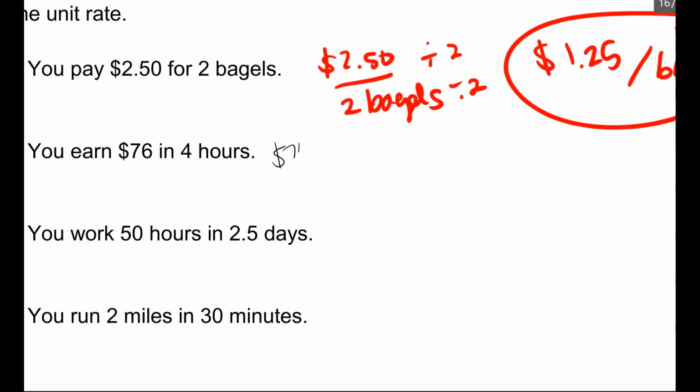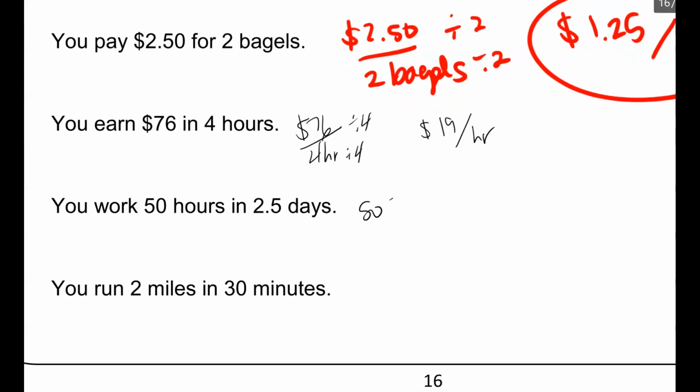You earn $76 in 4 hours. Remember, you're just dividing by the number that's on the denominator. That way, we get $19 over 1 hour. So we get $19 per 1 hour. All right, 50 hours in 2.5 days. So if you divide the top and bottom by 2.5, you get 20 hours per day.